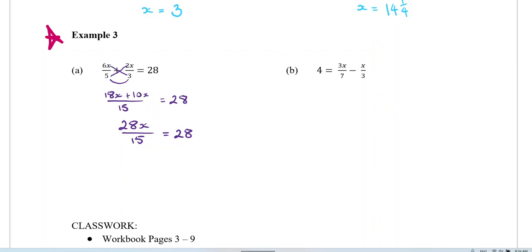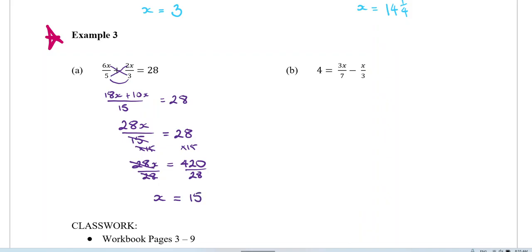So we're starting to do our opposites to get the x by itself. The first thing to do is the 15. I'm going to times by 15. That gives 28x equals 28 times 15 is 420. Then, to get rid of the 28 in front of the x, we're going to divide by 28. That means the x is by itself, and 420 divided by 28 is 15.